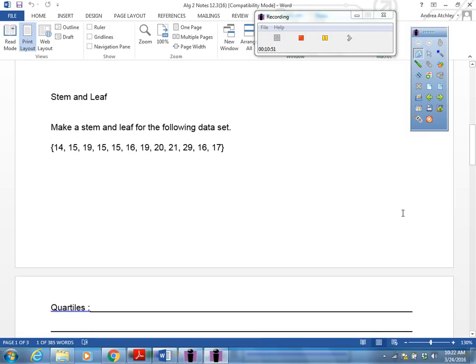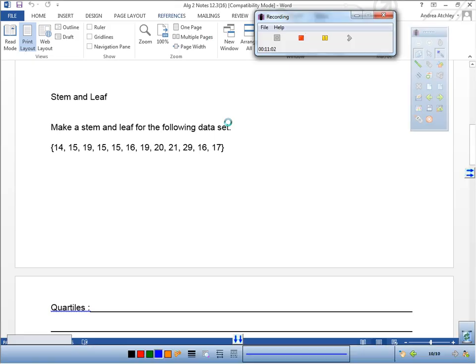Okay, stem and leaf. You guys remember this? I'm going to show you a few different ways to organize your data, to view it. Okay? So, let's start with the stem. Those are the tens place value. The leaf are the ones.